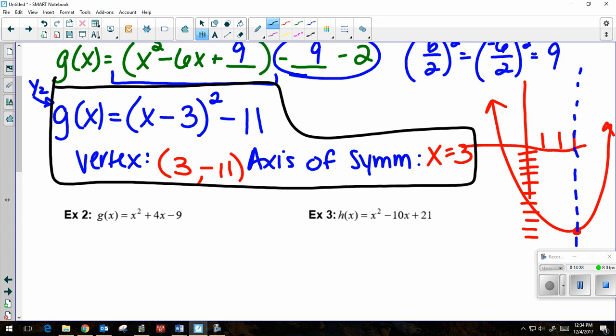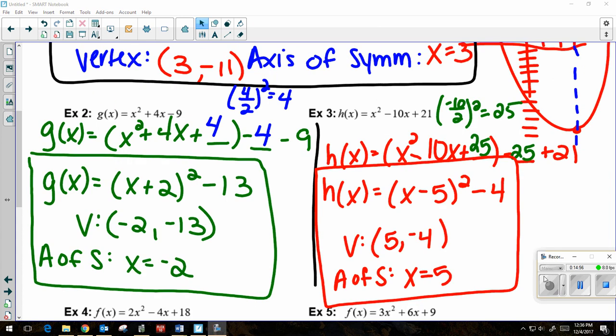So what I'd like you to do right now is hit pause on the video, try examples 2 and 3 on your own. Complete the square to put it in vertex form, and then identify the vertex and the axis of symmetry. When you're done, hit play and you can check your work. The solutions will be there.